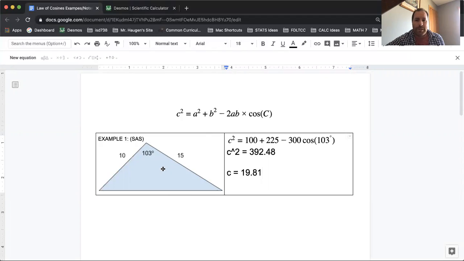And that's how you utilize the law of cosines. Just don't forget to take that square root at the end. And we don't have to worry about the positives and negatives you sometimes get with square roots. In this case, we're working with a physical triangle. This distance cannot be negative, so we just take the positive option.